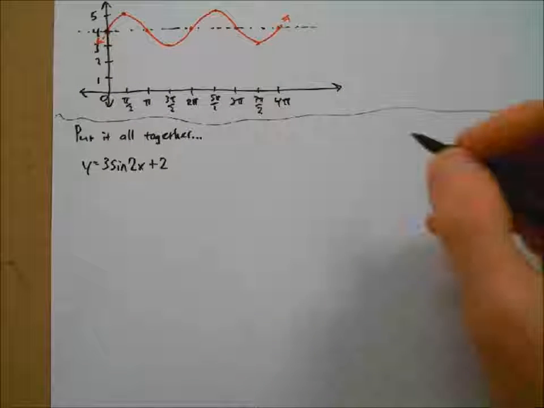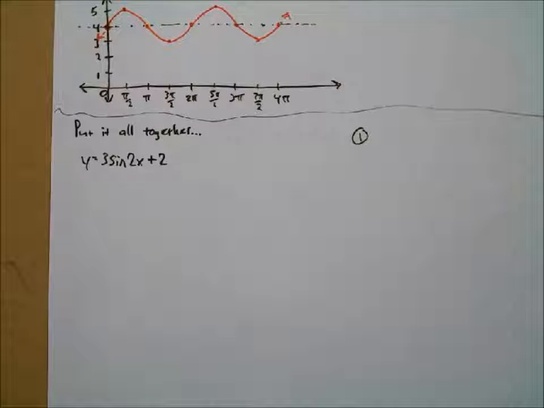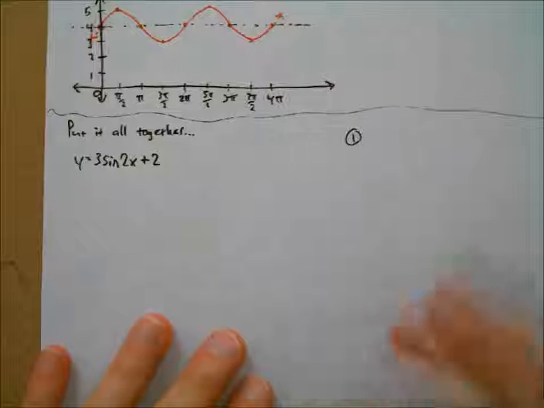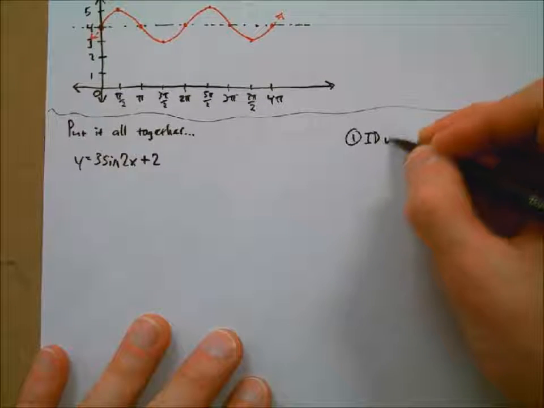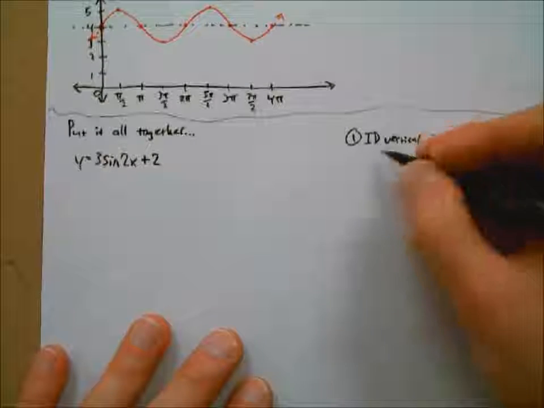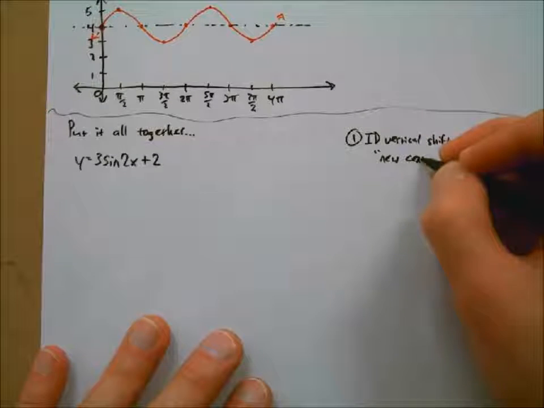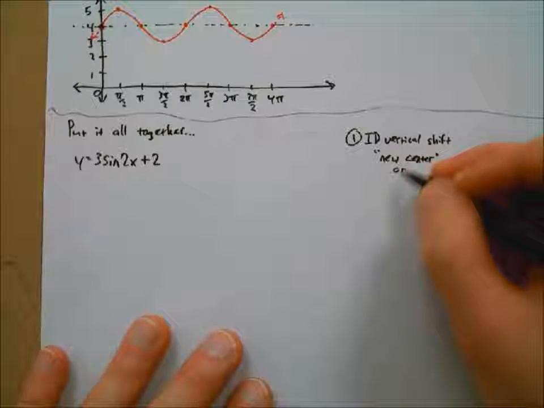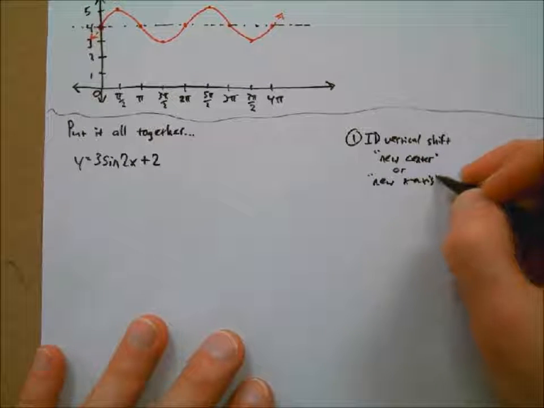All right, number 1. I'm going to give you some steps that I like to follow. You don't have to follow these if you don't want to, but I find that it's helpful. So first thing I like to do is to identify the vertical shift. I think of this as the new center, or the new x-axis you can think of almost.